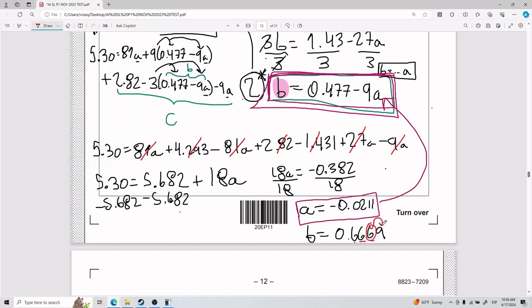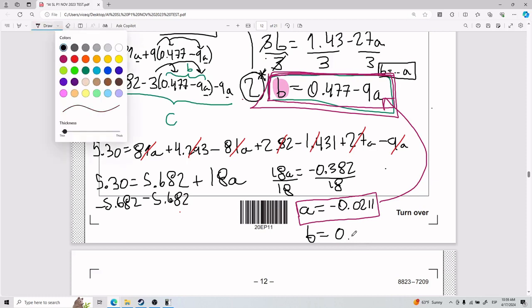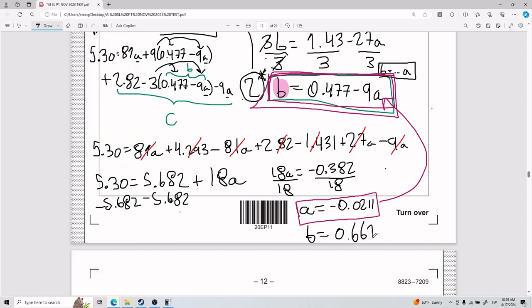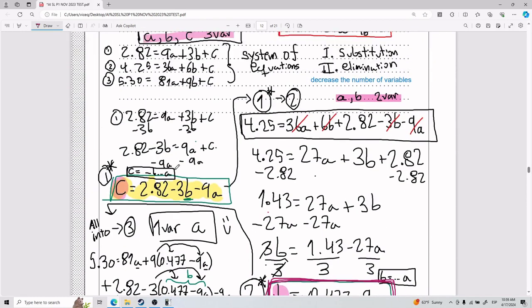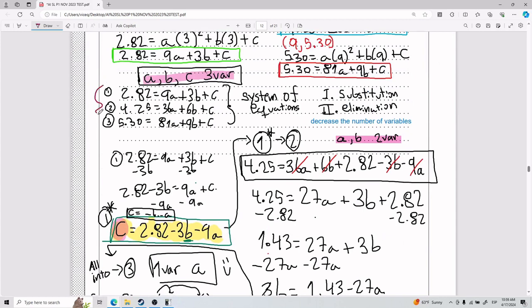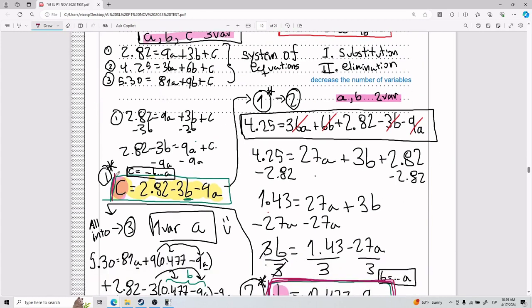Do you round it up or down? You round it up. So B is going to be 0.667. All right. And now, as you can see, we got a value for B incredibly fast. And with these two values, now it's super easy to get C. You can even plug it into one of these and you're going to get C. But just to be a little bit more rigorous, we're going to plug it into this one here.